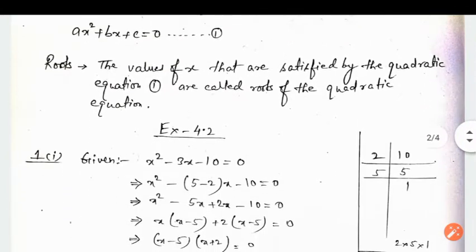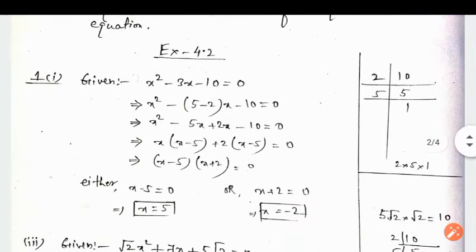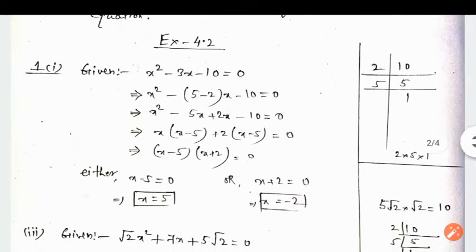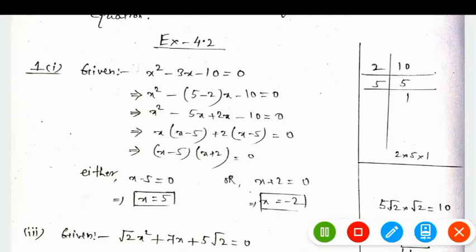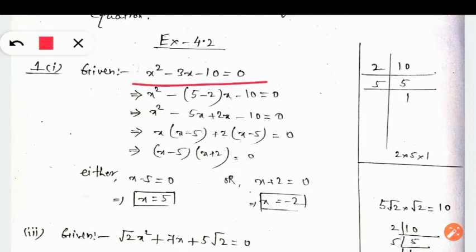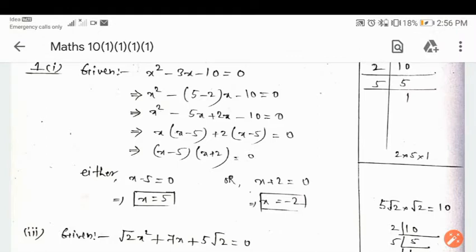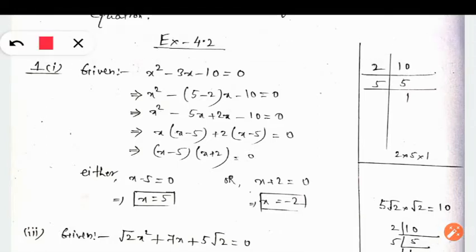Now see, here we have exercise 4.2, question 1 part 1. In the question, x square minus 3x minus 10 is equal to 0 is given. We are required to find the roots of this quadratic equation. Roots means we are required to find the values of x. In order to do that, we need to find the middle terms of this quadratic equation.